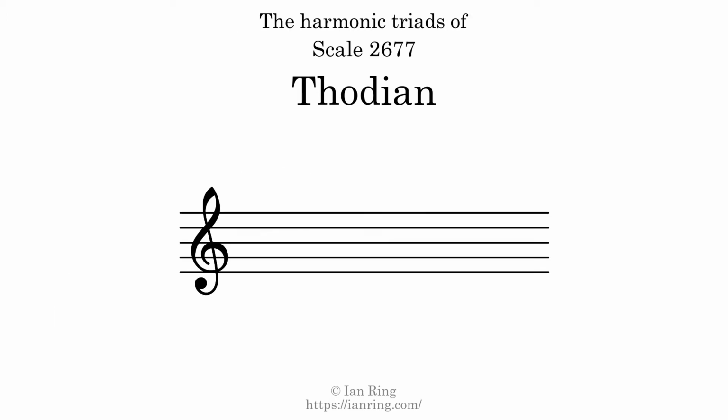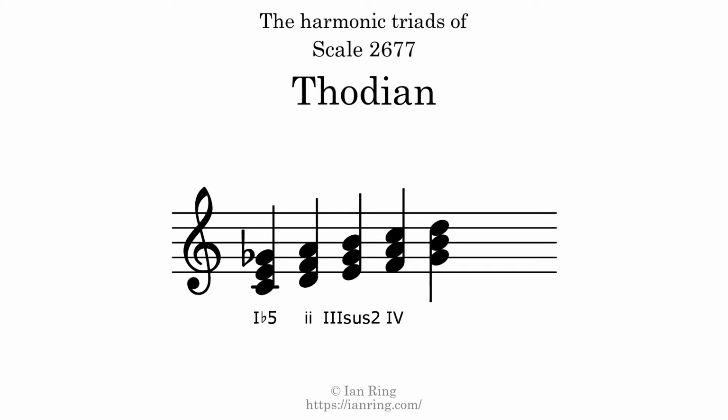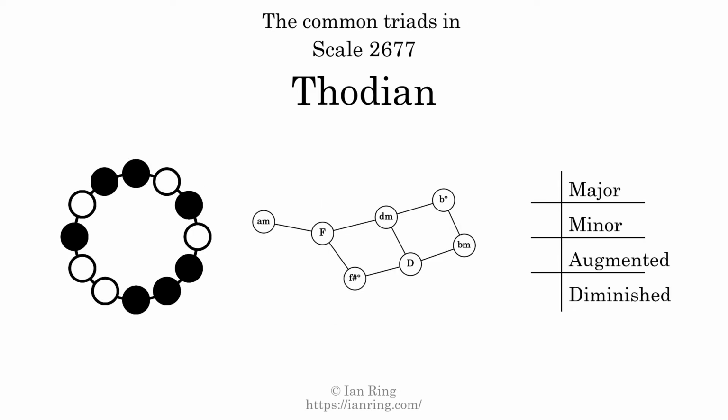101001110101. Here are the harmonic triads present in this scale. Major flat 5. Minor. sus2. Major. Unnamed. Minor. Diminished. Here are the common triads present in this scale.